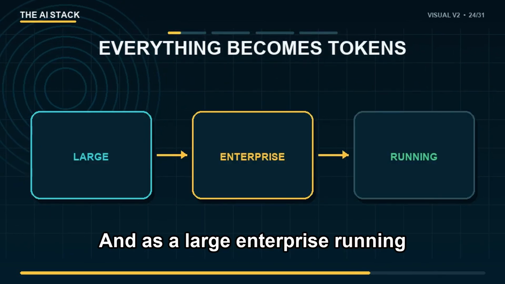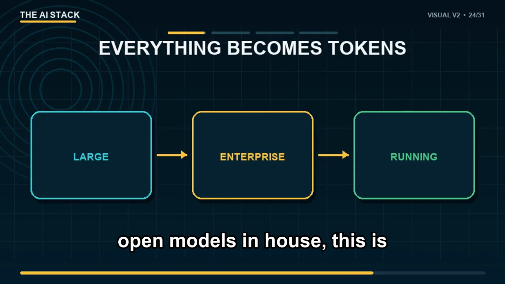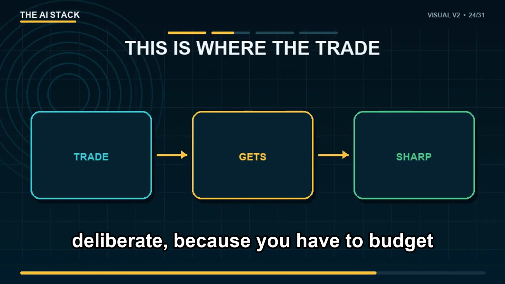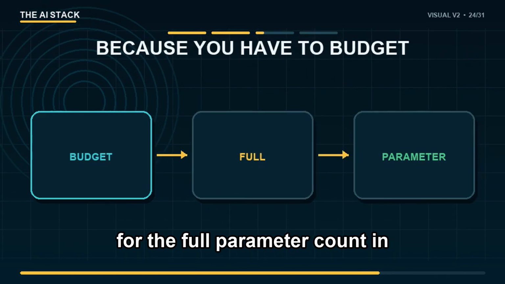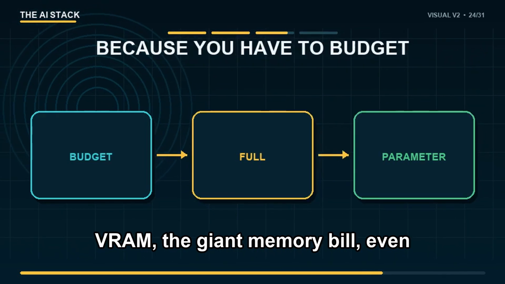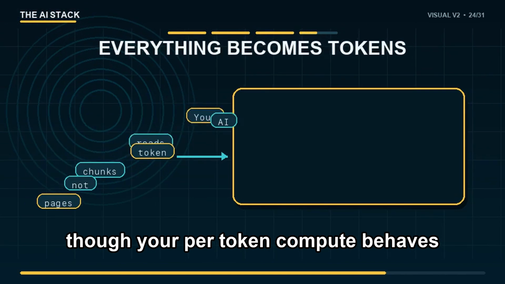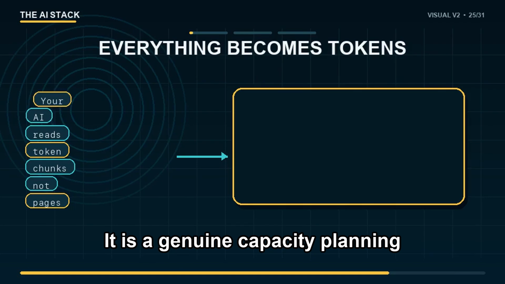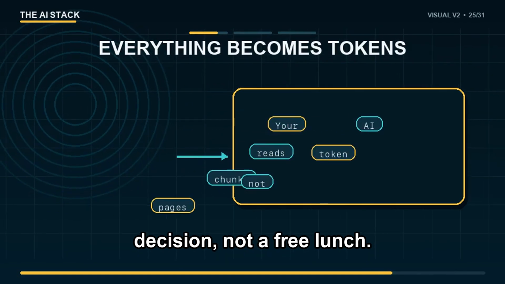And as a large enterprise running open models in-house, this is where the trade gets sharp and deliberate, because you have to budget for the full parameter count in VRAM, the giant memory bill, even though your per-token compute behaves like something far smaller. It is a genuine capacity planning decision, not a free lunch.